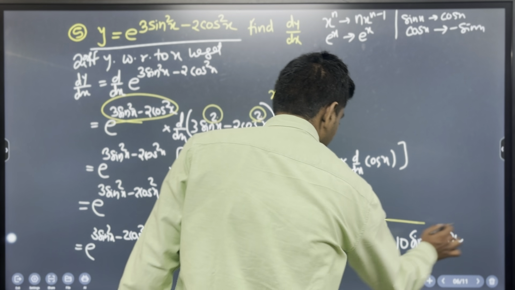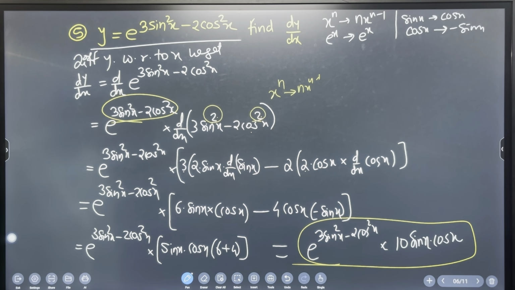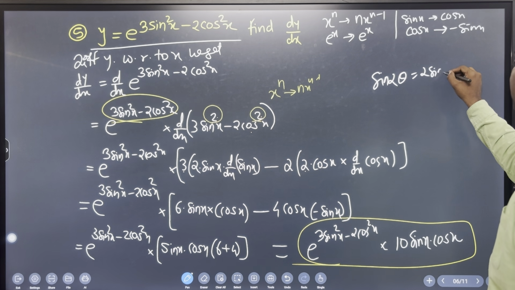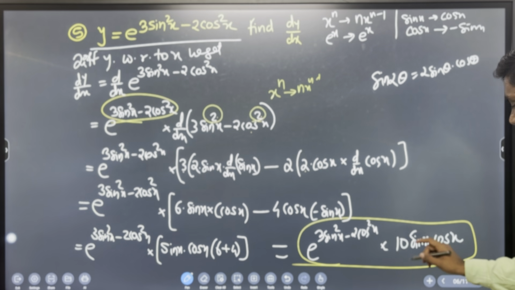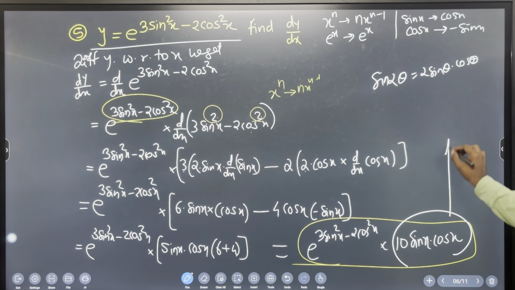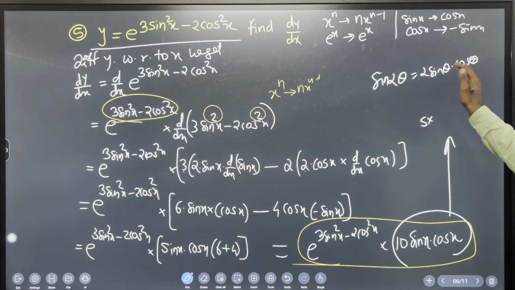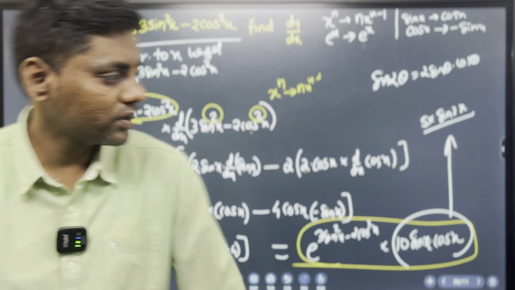So very easy. Take a screenshot of the given example, and most importantly, you can solve the example in terms of the sine 2 theta formula. If you remember the formula, sine of 2 theta equals what? 2 sine theta into cos of theta. So we can write 10 sine x cos x as 5 times 2 sine x cos x, which becomes 5 sine 2x. We can replace it.